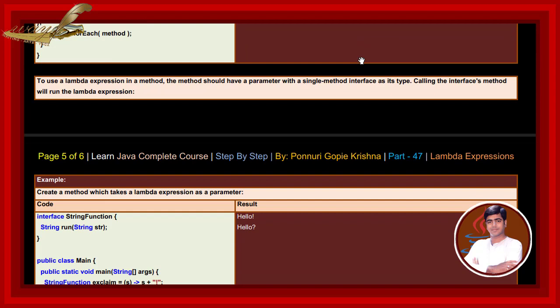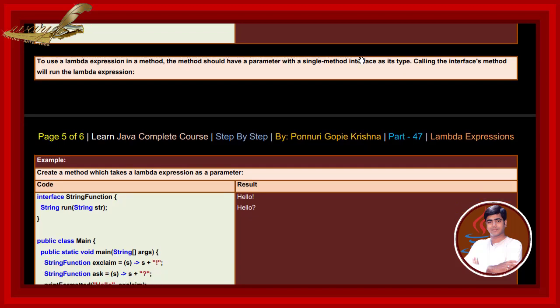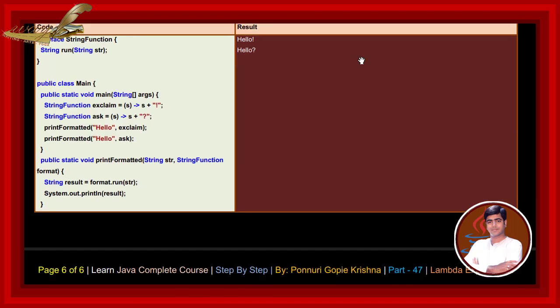To use a Lambda expression in a method, the method should have a parameter with a single method interface as its type. Calling the interface method will run the Lambda expression. Create a method which takes a Lambda expression as a parameter. See, if we write and execute this code, the result printed is hello hello.